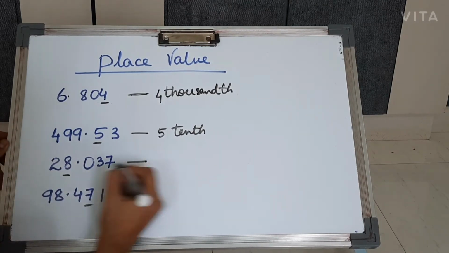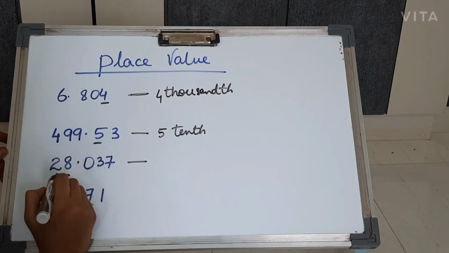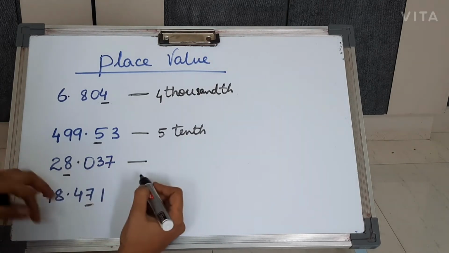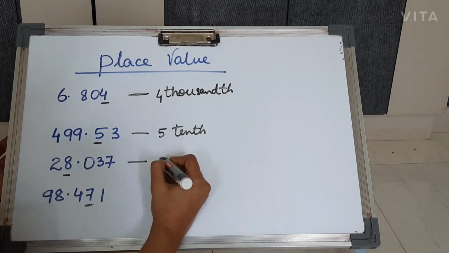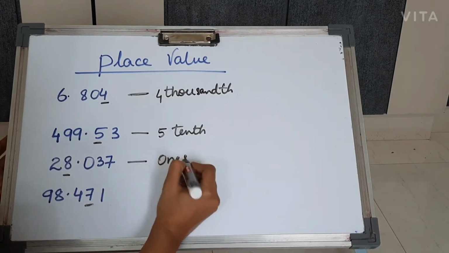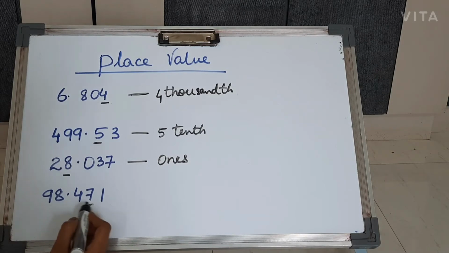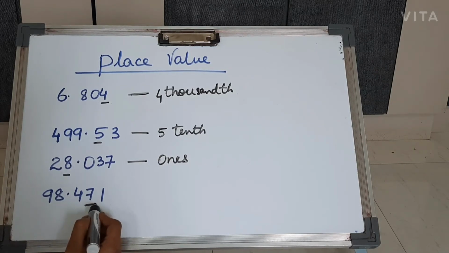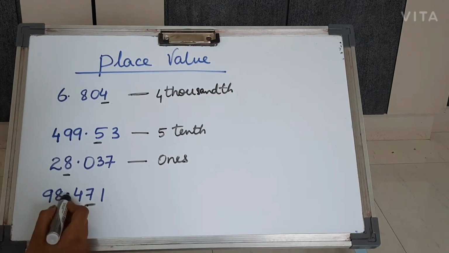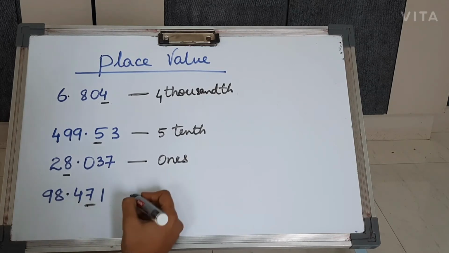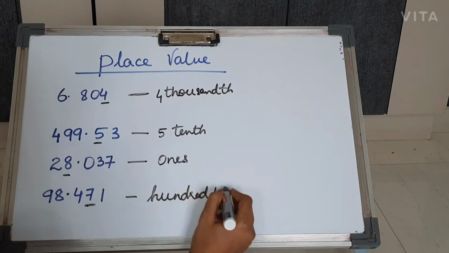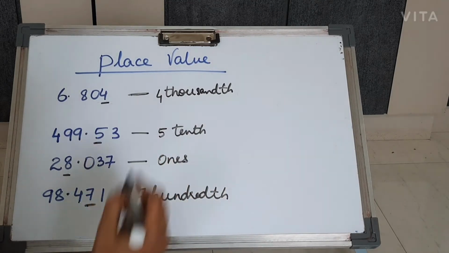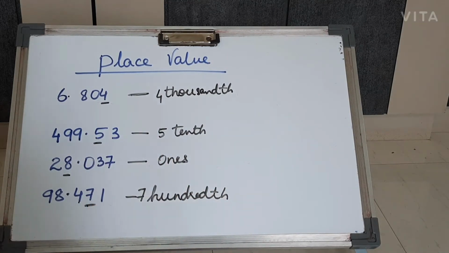Then 28.037. What will be the place value of 8 here? Before the decimal, usually how we used to do it? This is the ones place and this is tens. So 8 will be in the ones place. Next, 98.471. If we have to take the place value of 7 here, after the decimal it is 10th, 100th. So the place value will be 7 hundredths. Okay.